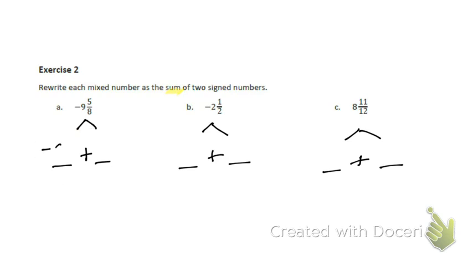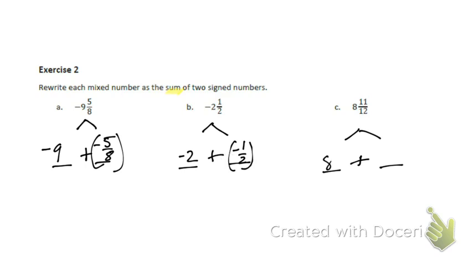So it's going to be -9. A common mistake people make here is they just put 5/8. Remember, this whole thing is negative. That means when you break it apart, both parts have to be negative. So it should look like that. And then the same thing with the -2 1/2. You break it apart to -2 plus -1/2. That key part is the negative sign. Do not forget that.